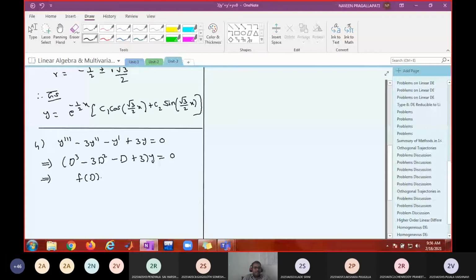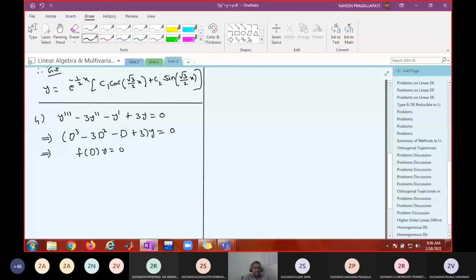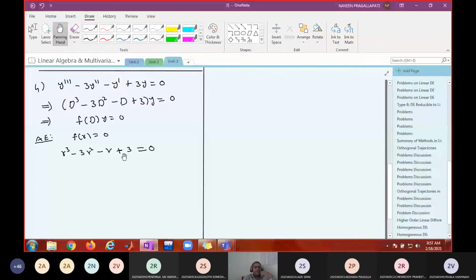Therefore, what is the auxiliary equation? Auxiliary equation is f of r equal to 0. That means r cube minus 3r square minus r plus 3 equal to 0. Either you use your calculator or use the trial and error method to find the root. What is one root? If I substitute r equal to 1, 4 minus 4 is 0. r equal to 1 is a root. The remaining two roots you can find out by synthetic division. Am I right?